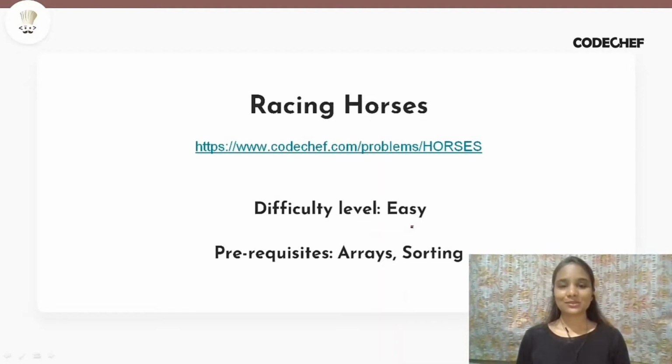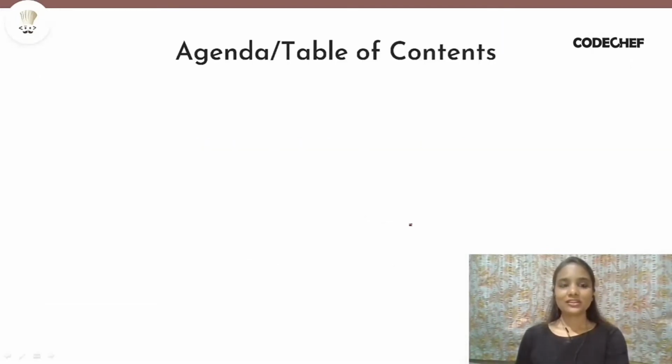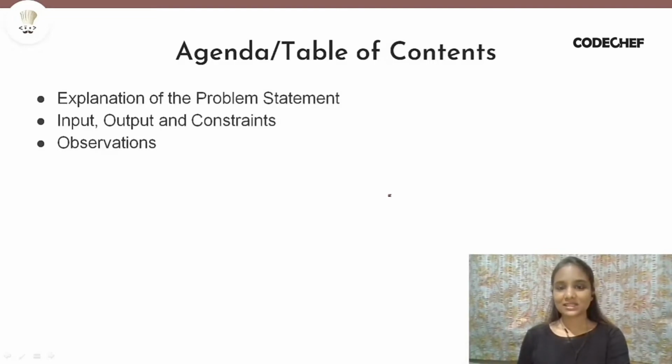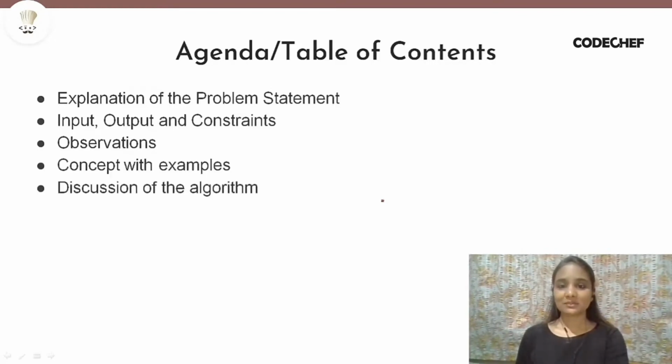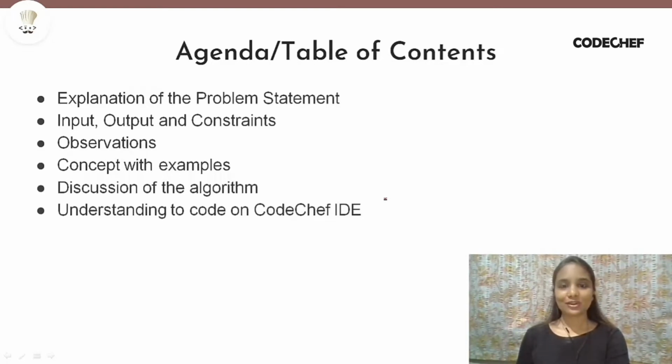Today we'll be solving the problem Racing Horses, which is an easy problem based on arrays and sorting. Here's the agenda for today. First, we'll understand the problem statement and its inputs, outputs, and constraints. Then we'll discuss what observations we have found from the problem statement. Then we'll discuss the concept on which this problem is based and how to solve it, the algorithm that will be used. After that, we'll also code this problem live on the IDE so that you get an idea of how the code should be written.